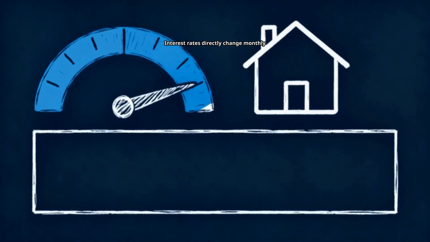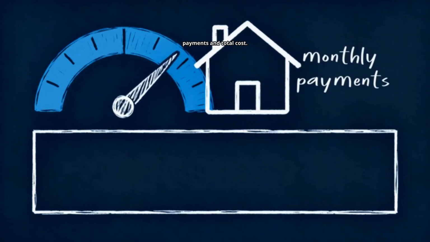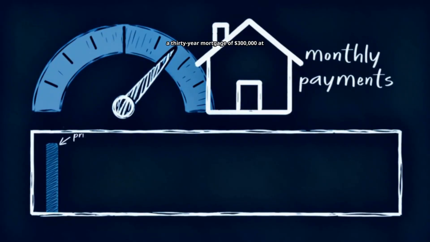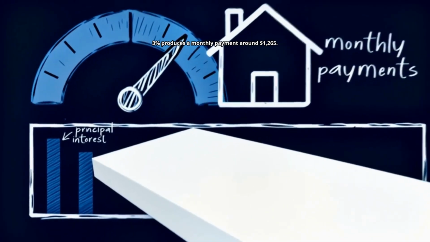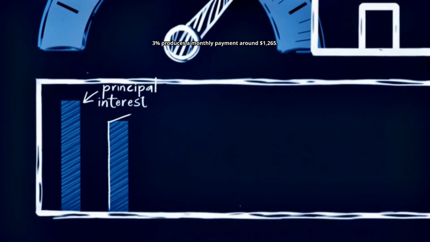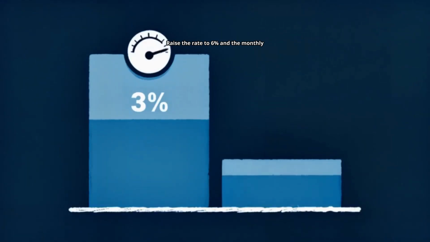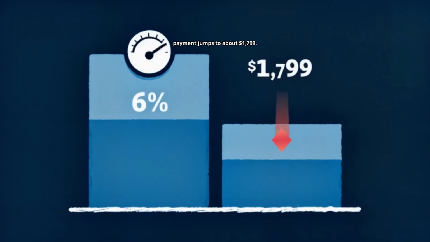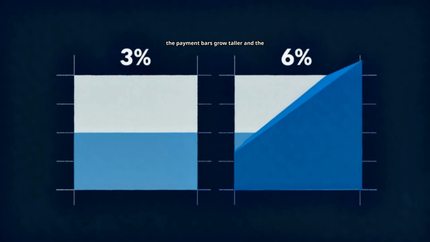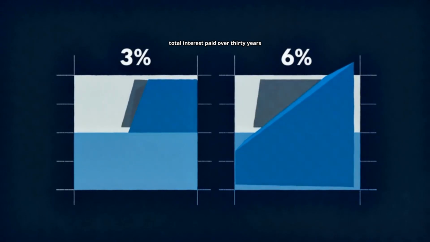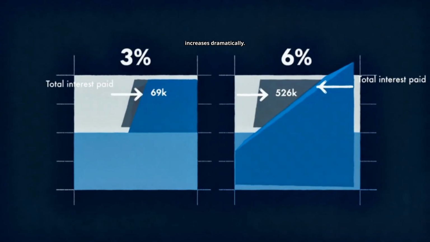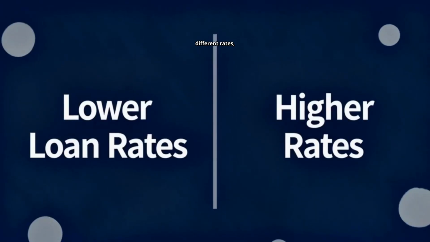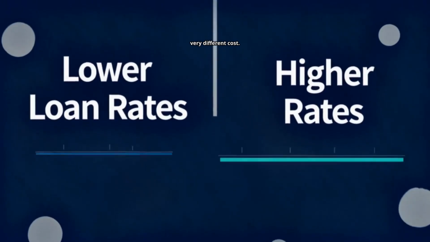Interest rates directly change monthly payments and total cost. For example, a 30-year mortgage of $300,000 at 3% produces a monthly payment around $1,265. Raise the rate to 6%, and the monthly payment jumps to about $1,799. Visually, the payment bars grow taller, and the total interest paid over 30 years increases dramatically. The same principal, different rates, very different cost.